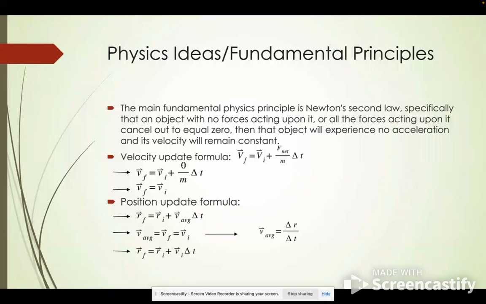The second formula we'll use is the position update formula. The final position equals the initial position plus average velocity times delta t. And because there's a net force of zero, the average velocity is going to equal the final velocity, and we showed above that the final velocity equals the initial velocity. So we can then use the average velocity formula, which is change in position over change in time, to calculate the initial velocity. And then the final position equals the initial position plus initial velocity times delta t.